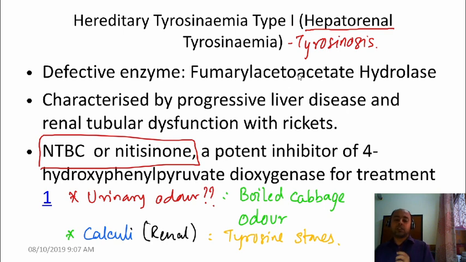Tyrosine stones can be seen in these patients because of the precipitation of tyrosine in the renal calculi. The precipitation of the tyrosine gives rise to the calculi. The tyrosine stones are formed.